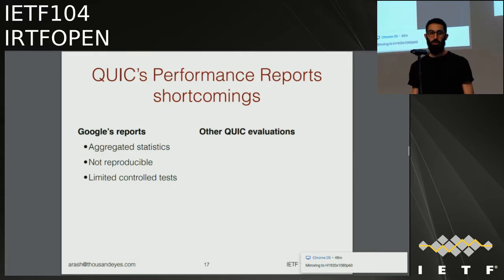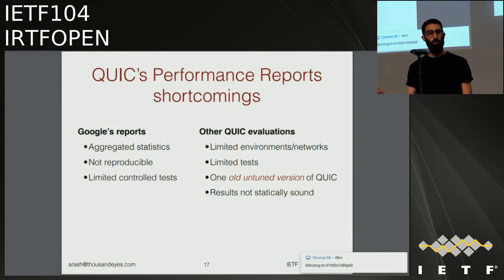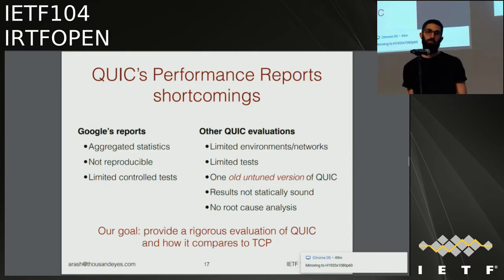At the time that we started our work, there were other evaluations of QUIC in the research venues. However, most of them were limited in environments and networks, limited tests, and they used old untuned versions of QUIC, which I will get into in a bit what that means. And the results that they provided were not necessarily statistically sound. Neither did they provide root cause analysis for the performance that they observed. So we basically wanted to bridge those gaps, fill in those gaps and provide a more comprehensive evaluation of QUIC and how it compares to TCP.